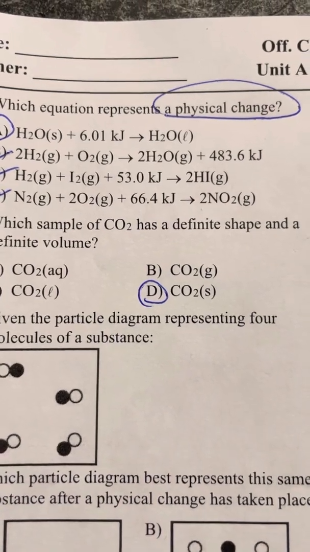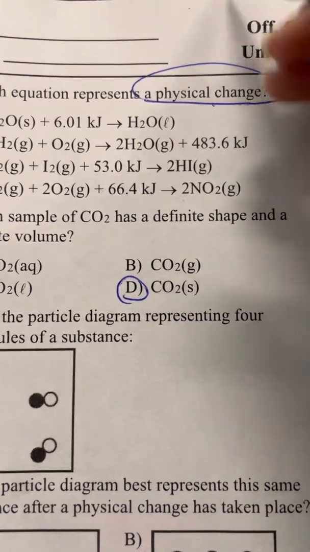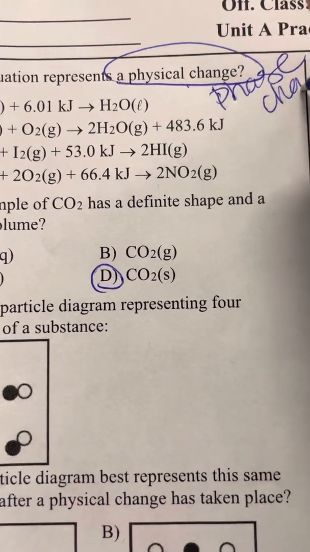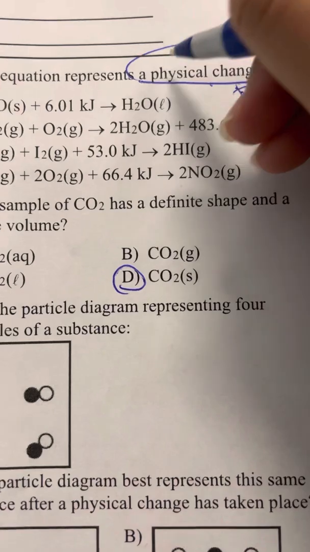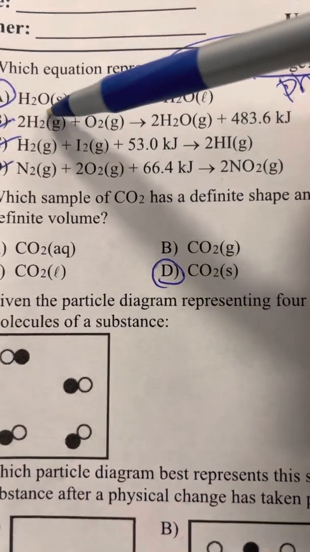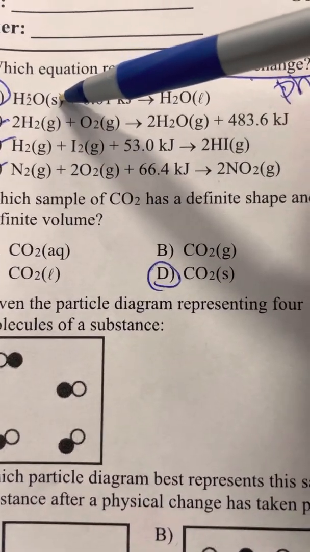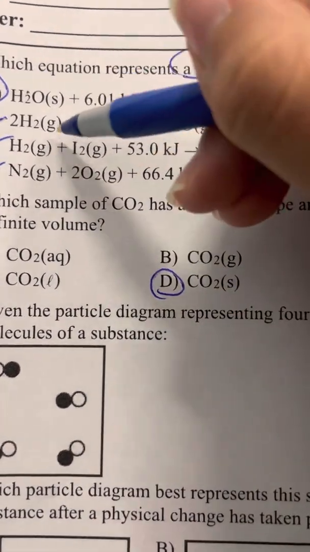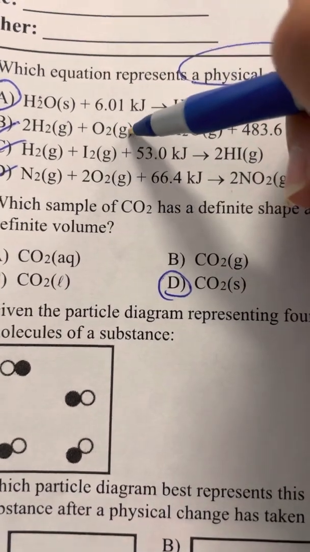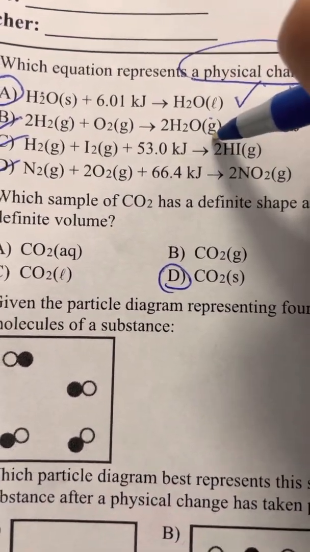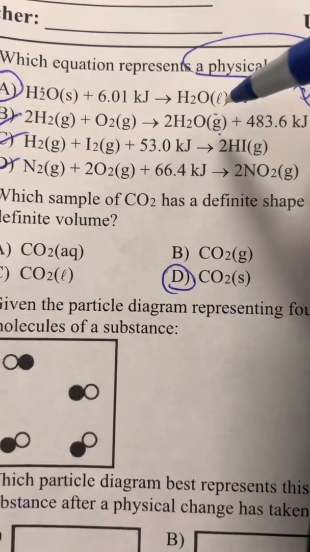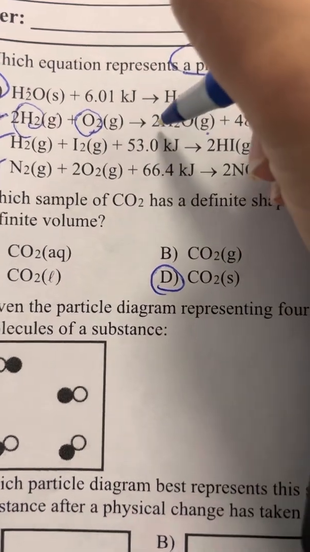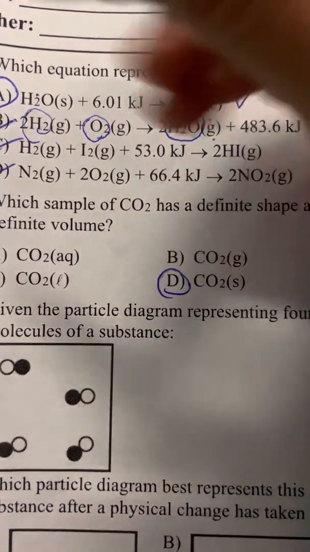Which equation represents a physical change? I'm looking for phase changes. H2O solid to H2O liquid, that checks off. This one, gas plus another gas goes to a gas. This is not a physical change because we have hydrogen and oxygen turning into water.